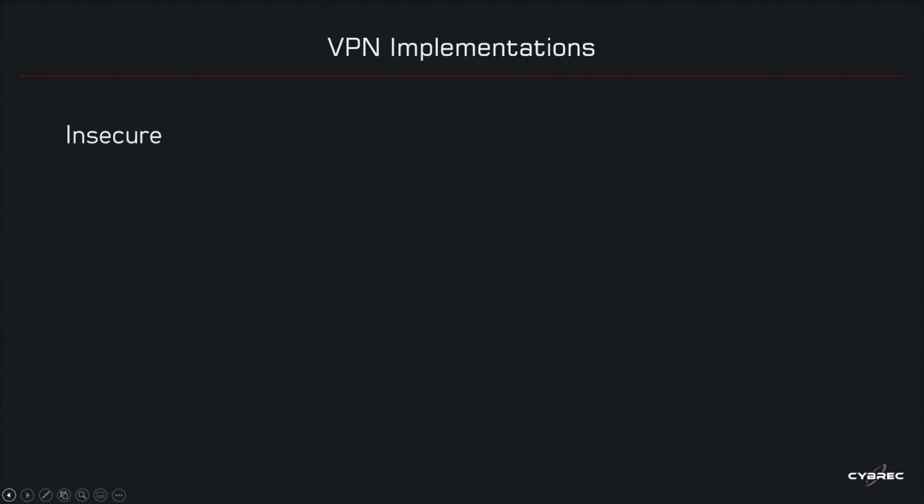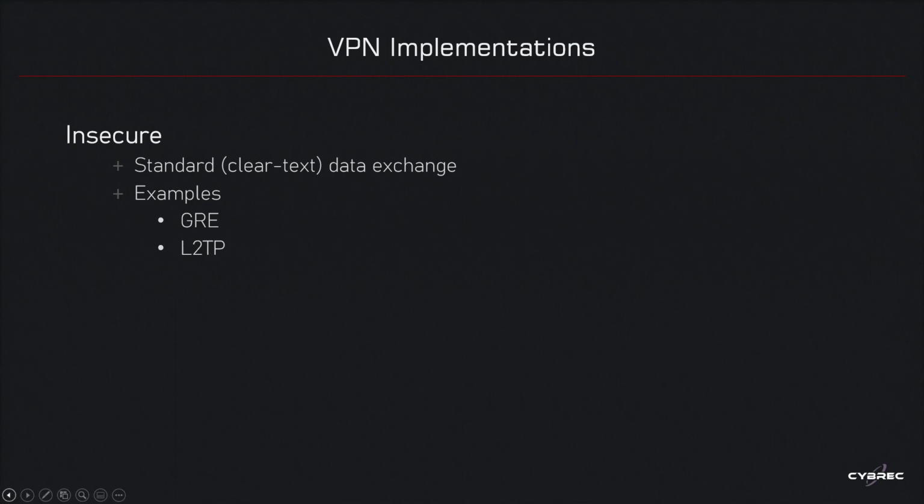Okay, before we finish, let's also talk about the types of VPN implementations, insecure versus secure. In case of insecure implementations, we are talking about VPN protocols that do not provide any type of security services. So basically, those that exchange data in clear, where good examples of such technologies are GRE, generic routing encapsulation, and layer 2 tunneling protocol, L2TP, both of which are clear text solutions.